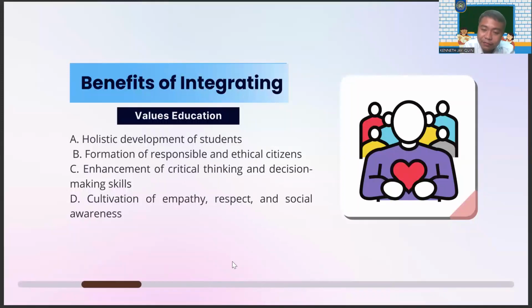So, what are the benefits of integrating values education as a whole? First, it provides a holistic development of students, as I discussed previously. Second, it forms responsible and ethical citizens, not only students but citizens. Next is the enhancement of critical thinking and decision-making skills necessary for our country to grow and to develop. Last is the cultivation of empathy, respect, and social awareness. Values education not only benefits the academic field, but also the affective domain of every student, specifically the youth.